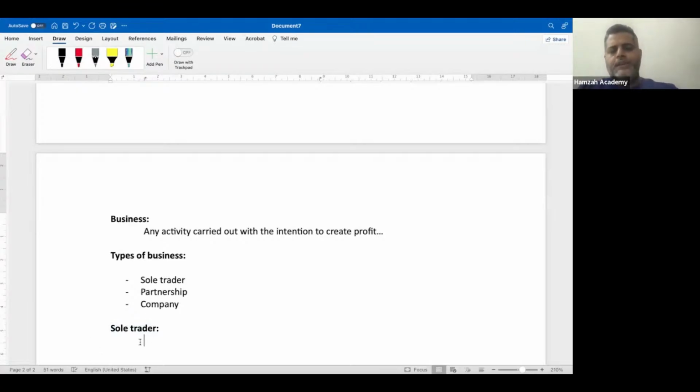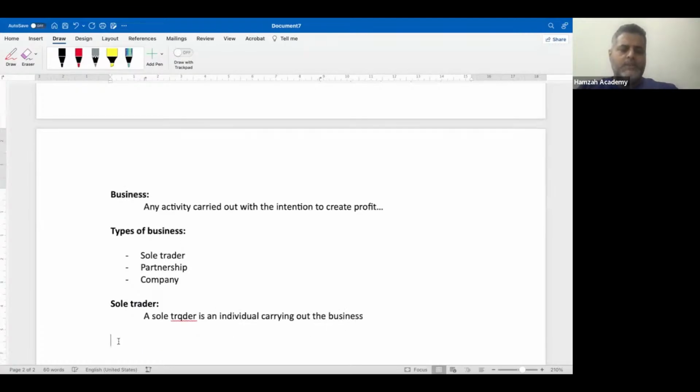This sole trader is an individual carrying out the business, right? A sole trader is the one who's an individual, a single one man, right, who is carrying out a business, right?